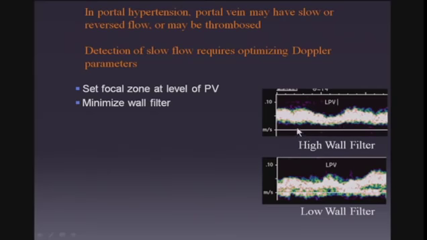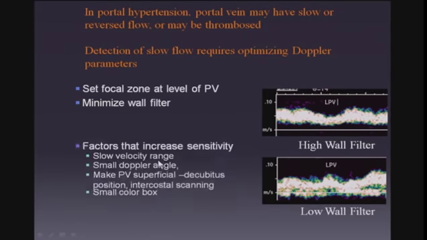So when you have a high wall filter, this black band here represents the low frequency signals that have been suppressed. Since we want to detect slow flow, we do not want a high wall filter, and by changing to a low wall filter, we can see that that black band is removed.